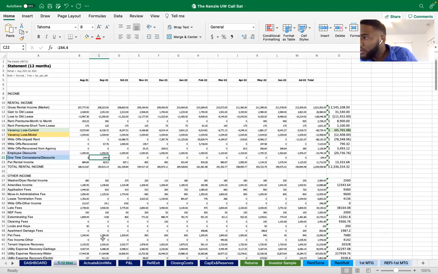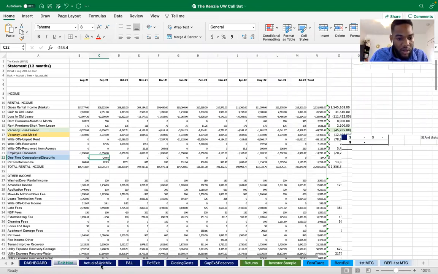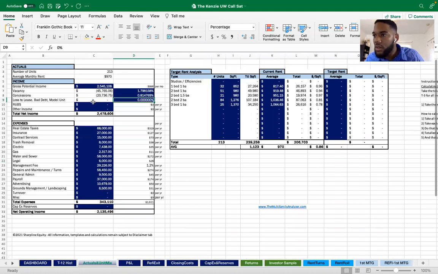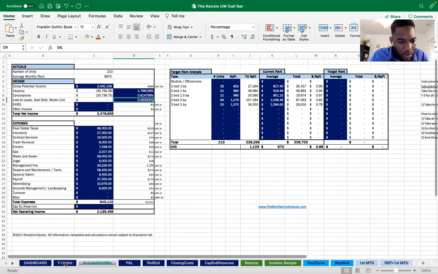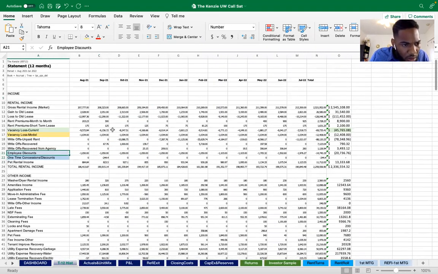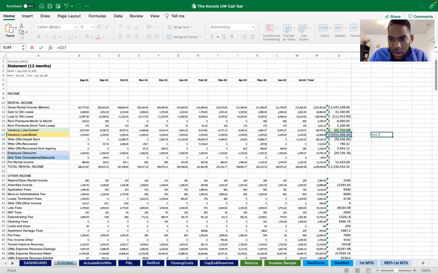Okay, so we've got concessions, and then we've got vacancy, physical, and then let's do loss to lease. Bear with me, guys. This is loss to lease, bad debt, unit 166.